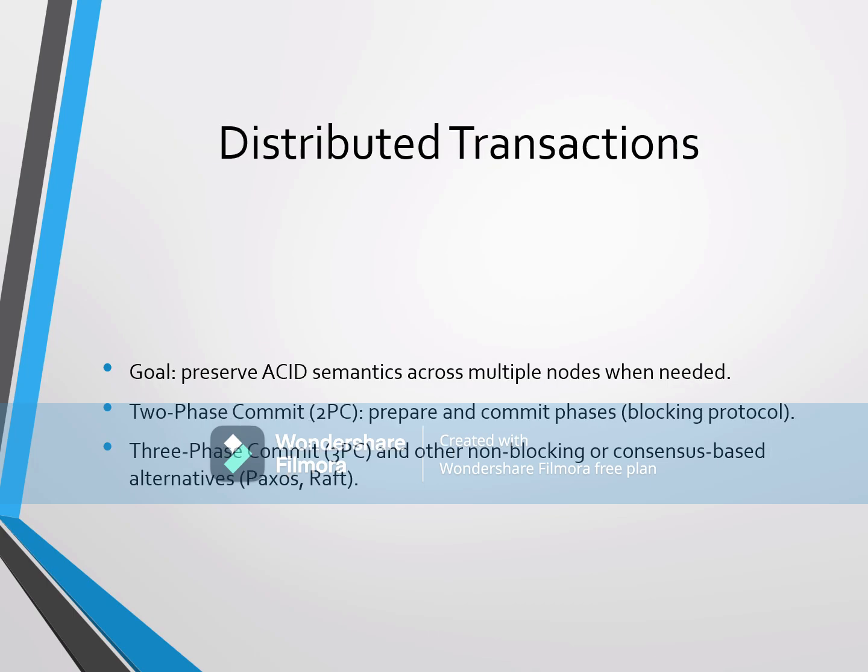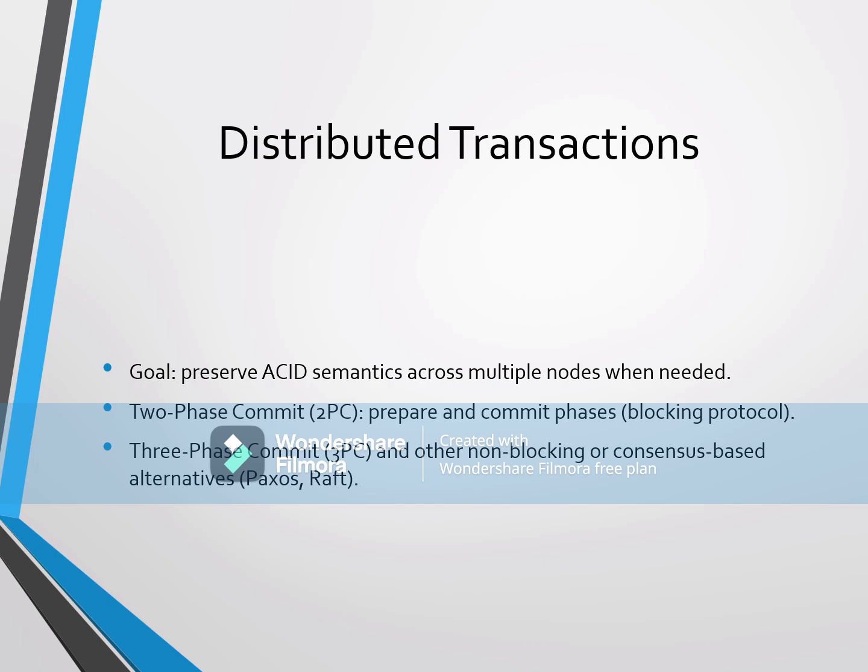Distributed transactions preserve ACID semantics across nodes when needed. Two-phase commit, 2PC, coordinates prepare and commit phases where participants vote before committing. It ensures atomic commits, but is a blocking protocol susceptible to coordinator failures. Three-phase commit reduces blocking, but adds complexity.